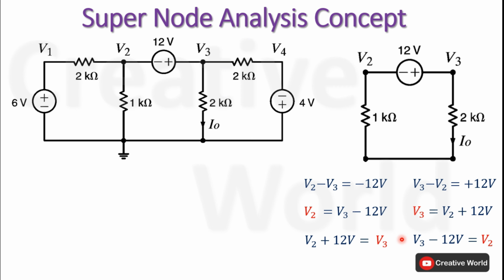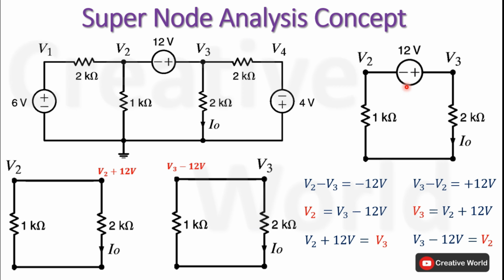After calculating the node voltage equations including the voltage source value, we can form a supernode on these two points. In this first diagram, the 12 volt source is merged with V3 and V3 is replaced with its equation V2 plus 12 volt. Similarly, in this second diagram, the 12 volt source is merged with V2 and V2 is replaced with V3 minus 12 volt. After merging the voltage source to either node, this node will act as a supernode and it will be considered a single node inside the network. Now move back towards the problem.